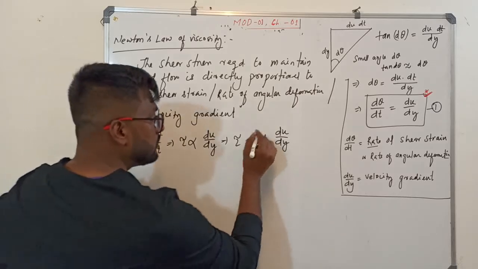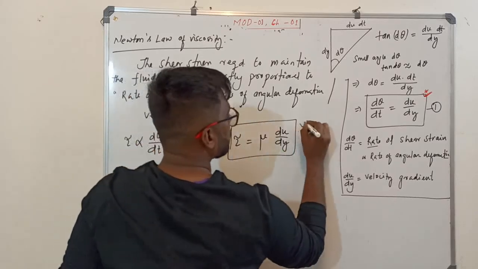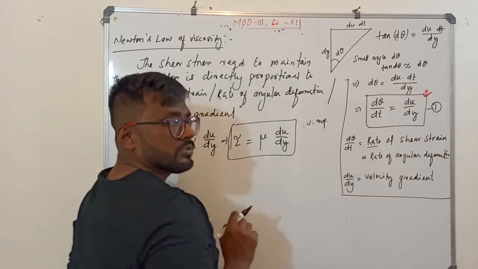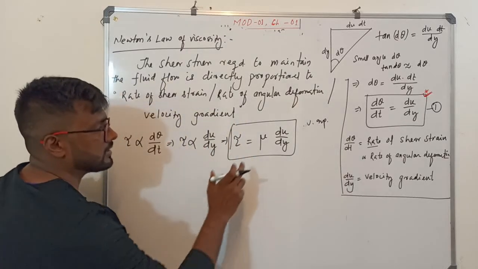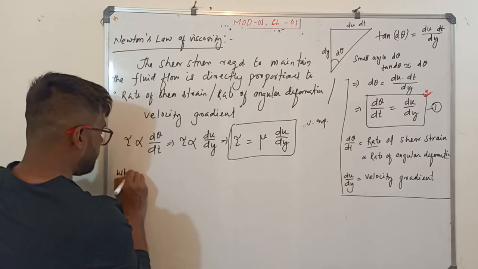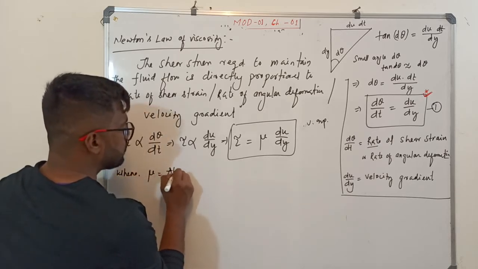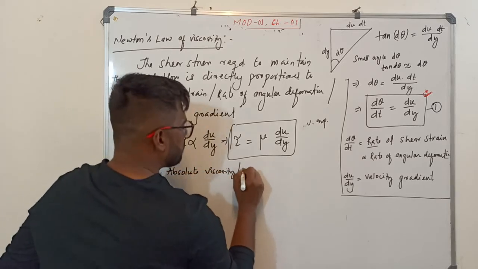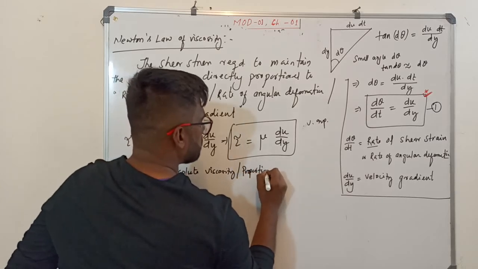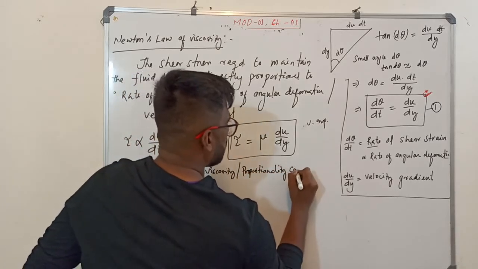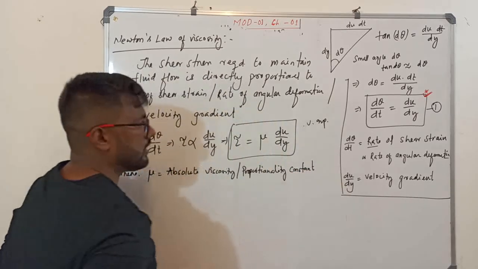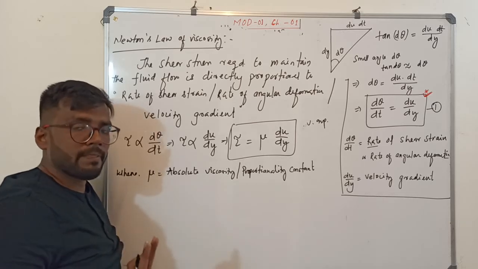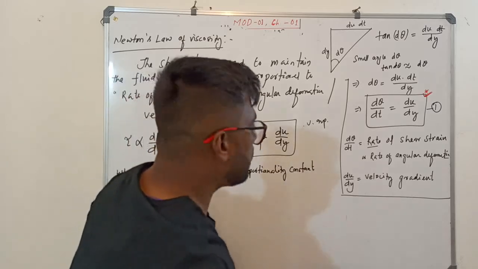समझ में आ गया? What is mu here? This is very, very important. So tau equal to mu du by dy. What is tau? Shear stress. Where mu is the absolute viscosity, or we call it the proportionality constant. So what did you understand? Tau equal to mu du by dy. ठीक है?